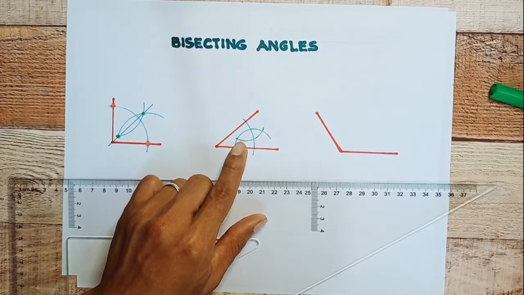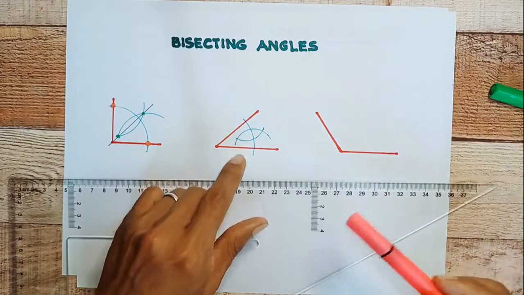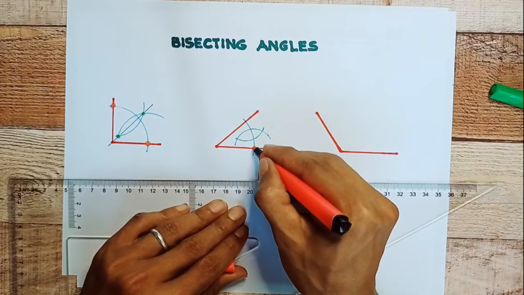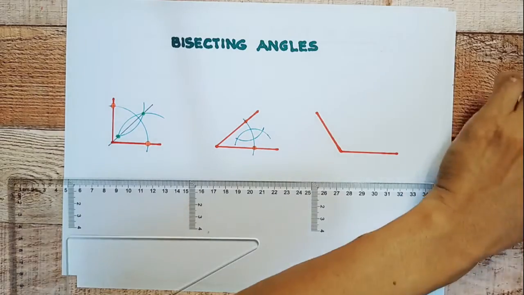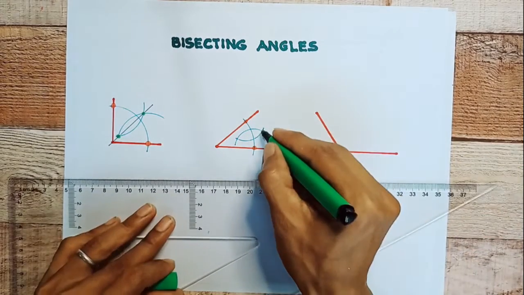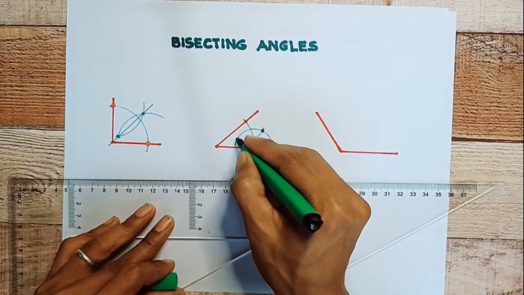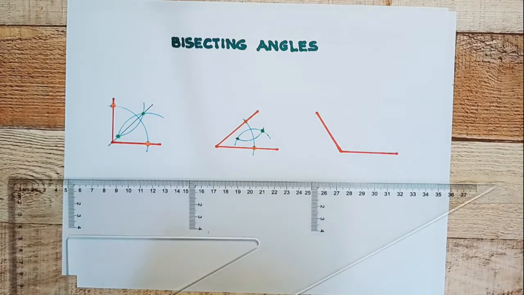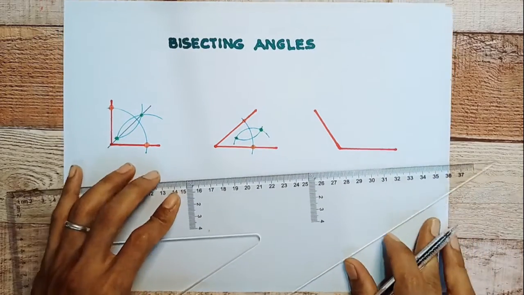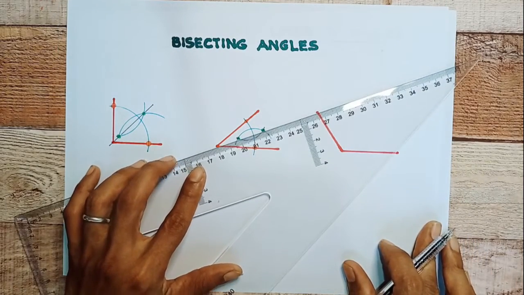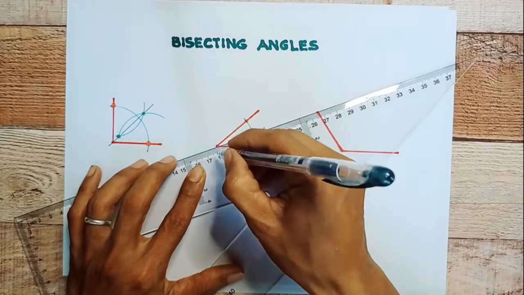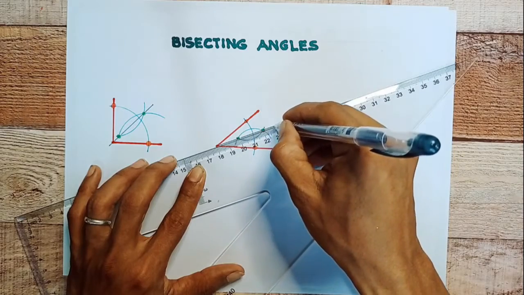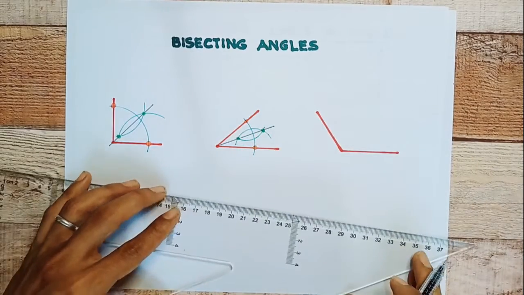Then, points of intersection. Here from the angle. And this one on our arcs. There. There. Then, let's score our line. There. Okay.